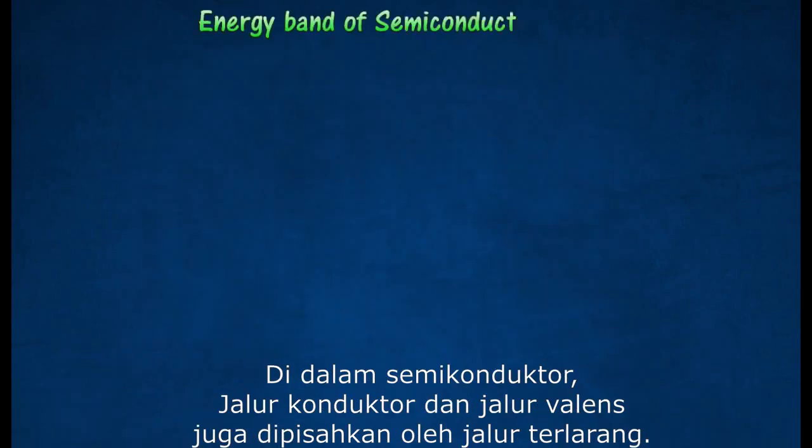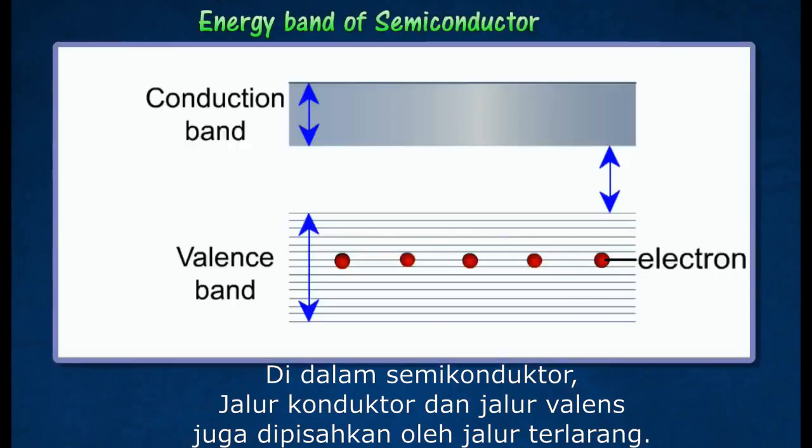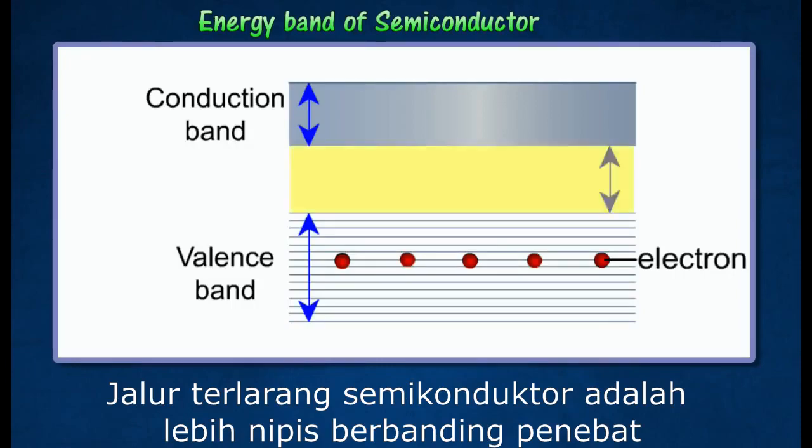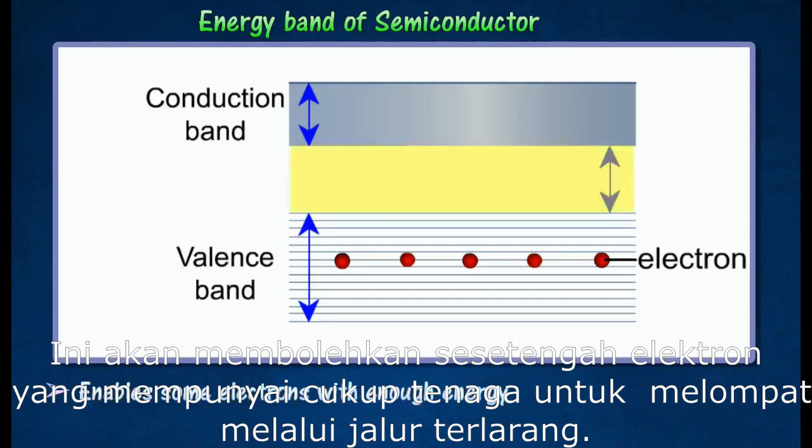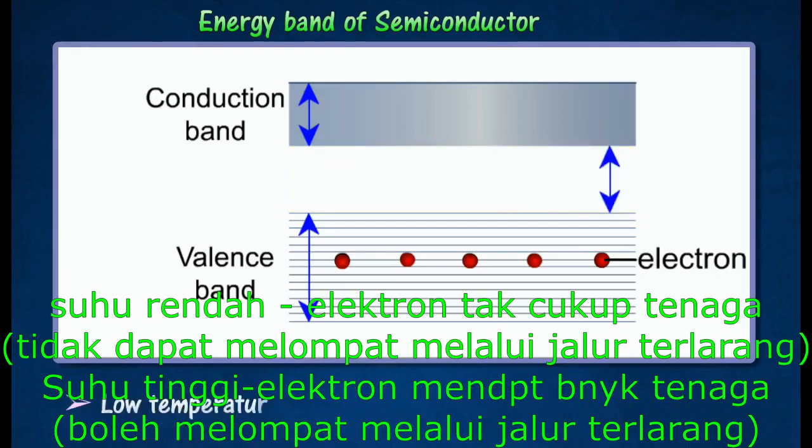In semiconductors, the conduction band and the valence band are also separated by a forbidden gap. For a semiconductor material, the forbidden gap is narrower compared to the insulating material. This enables some electrons with enough energy to jump from the valence band to the conduction band easily. At very low temperatures, the semiconductor behaves like an insulator, since there is no free electron in the conduction band.